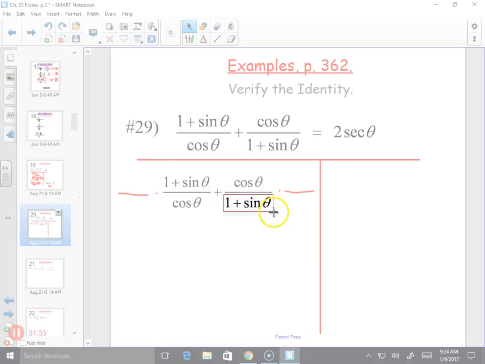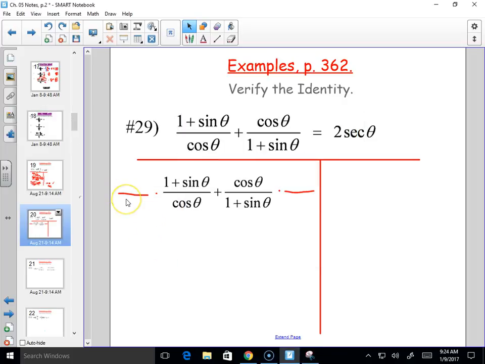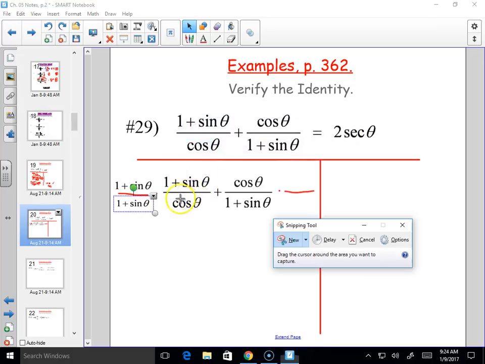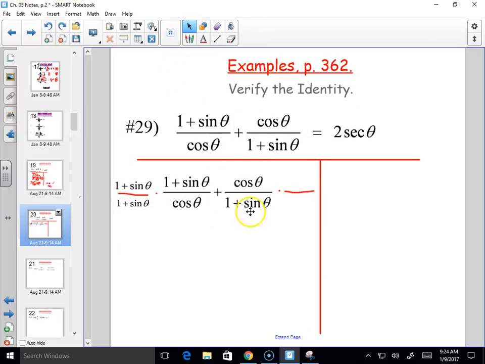So I'm stealing that. You guys can literally see what I'm doing because I'm going to steal this 1 plus sine. I need that to be a part, since it's that denominator, so I need it over here. So I have 1 plus sine over 1 plus sine. I'm going to steal the cosine from this fraction, quite literally. Remember, we have to do the same top and bottom because that's the only way to keep these balanced.